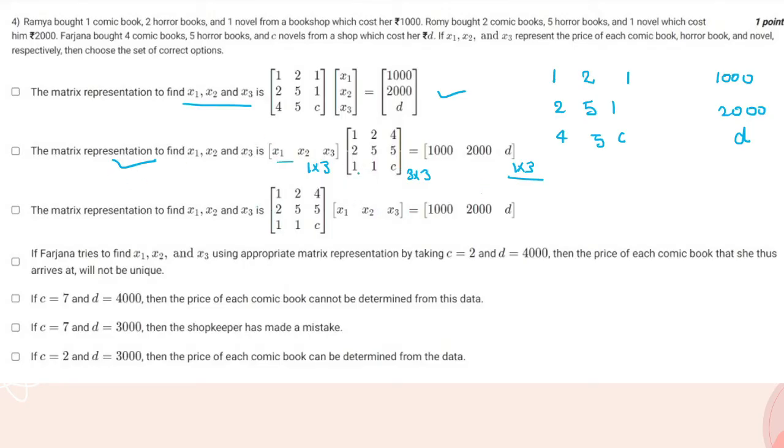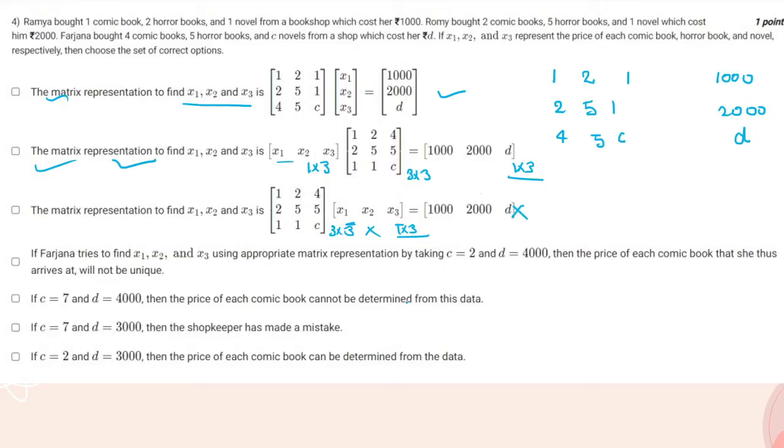Or you can also multiply, taking x1, then it will be x1 plus 2x2 plus x3, so x1 plus 2x2 plus x3 will give 1000, then 2x1 plus 5x2 plus x3 will give 2000. So that's why this is correct. These two representations are correct. This is incorrect because we can't multiply, as it is 3 times 3 and 1 times 3. These should be equal. So that's why this is incorrect.